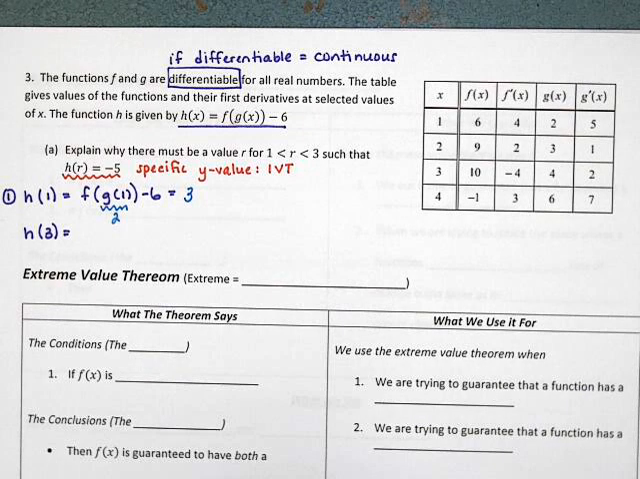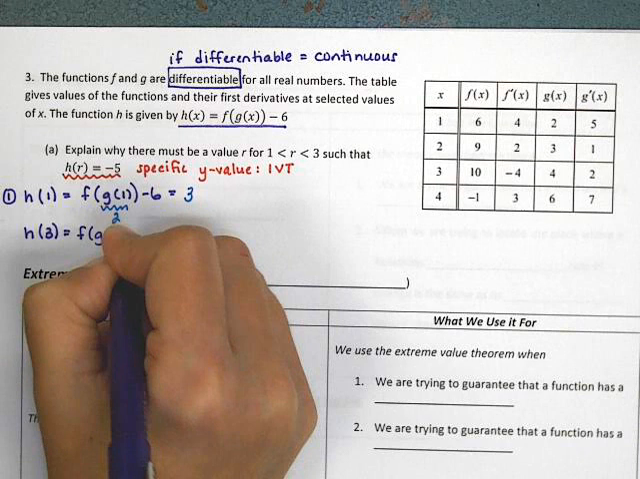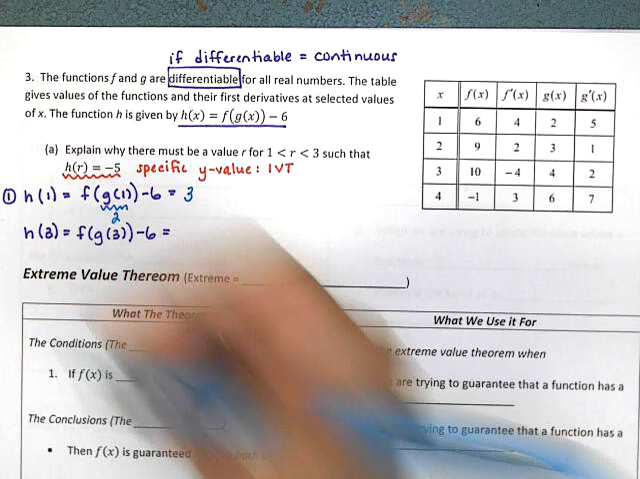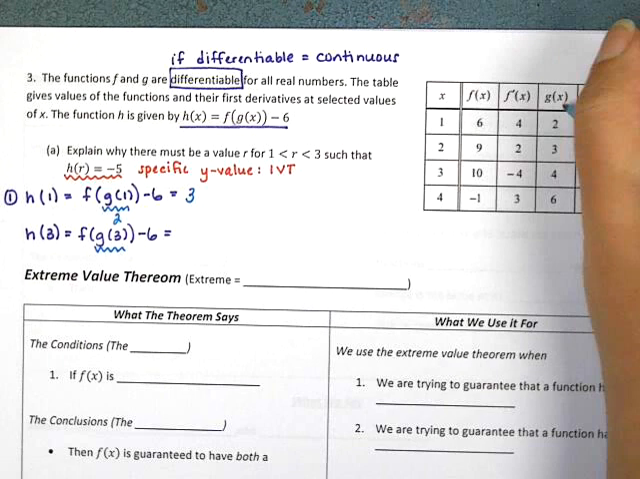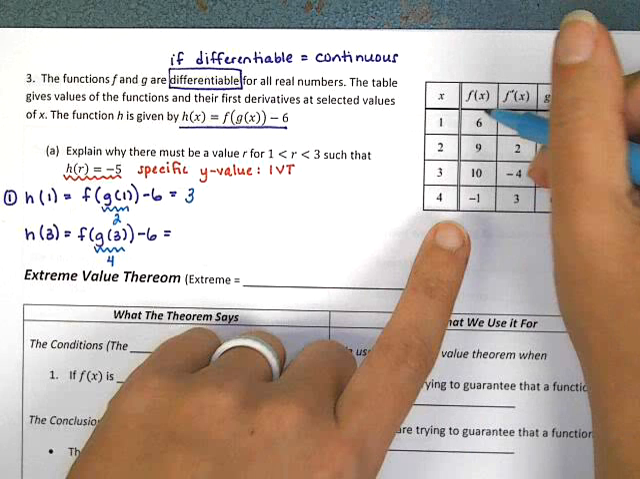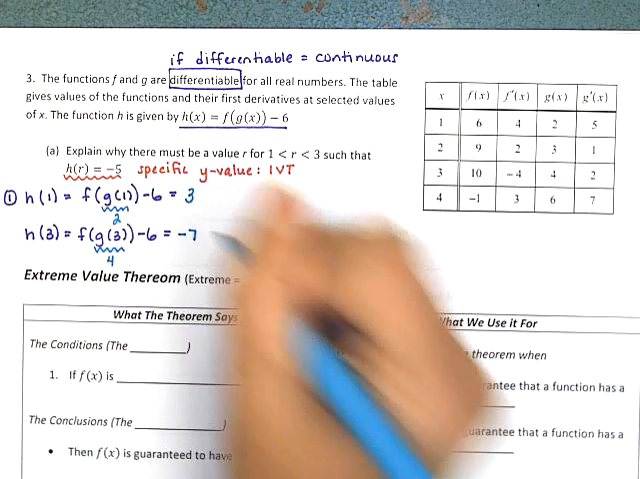If I try to evaluate h of 3, f of g of 3 minus 6, g of 3 would be 4. And if I plug 4 into f, I get -1. And -1 minus 6 is -7.